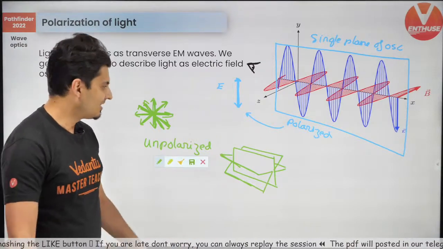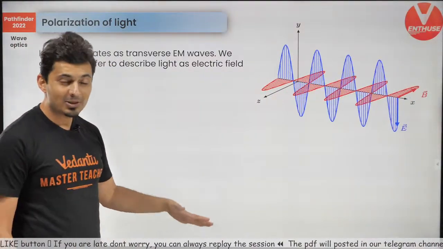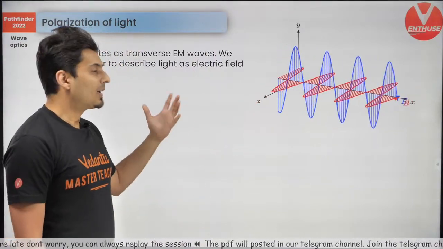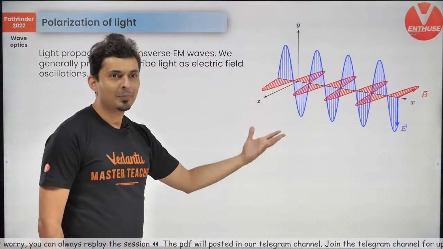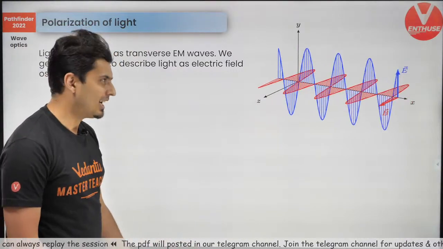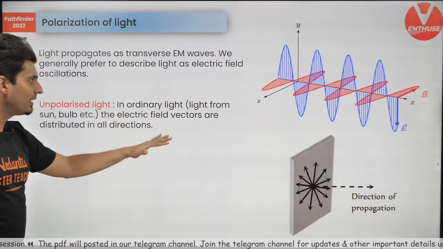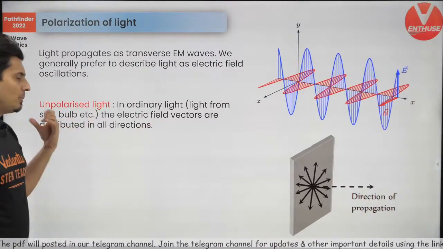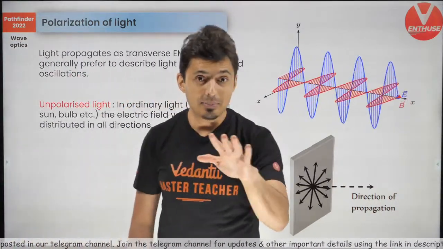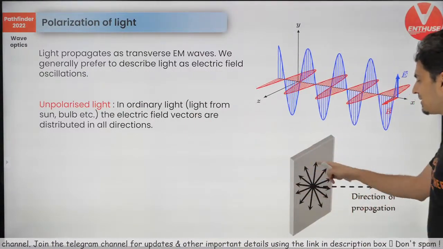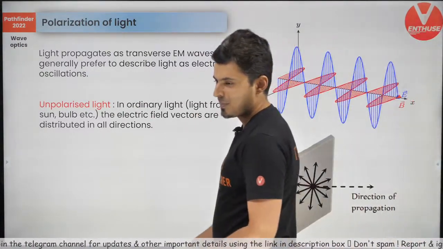That's what happens in reality. But there are ways to convert unpolarized light into polarized light. There are advantages and certain uses of polarized light as well. So unpolarized light, which is your ordinary light, which comes from the sun or the bulb or the candle, is unpolarized in nature. The electric field vectors are in all possible directions.